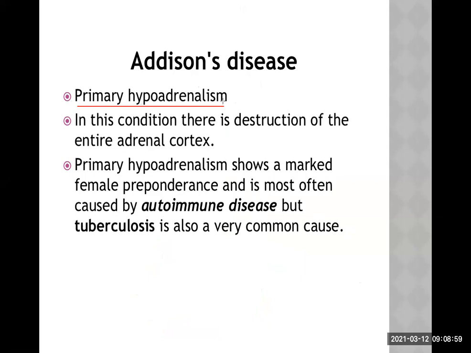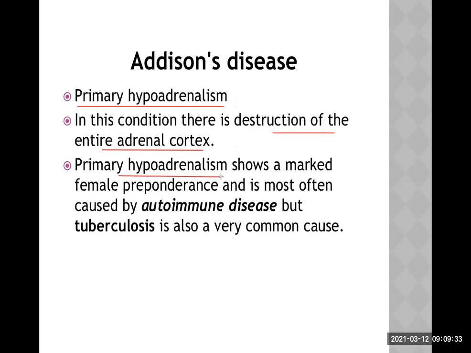The adrenal gland is destroyed or damaged because of some causes, and as a result, whatever hormones are released by the adrenal gland are decreased, especially from the adrenal cortex. In this condition, there is destruction of the entire adrenal cortex, so all three zones are destroyed here. So the patient has decreased levels of aldosterone, decreased cortisol, and decreased sex steroids.